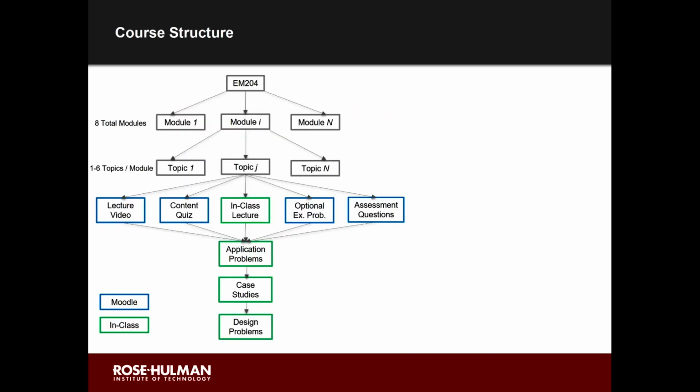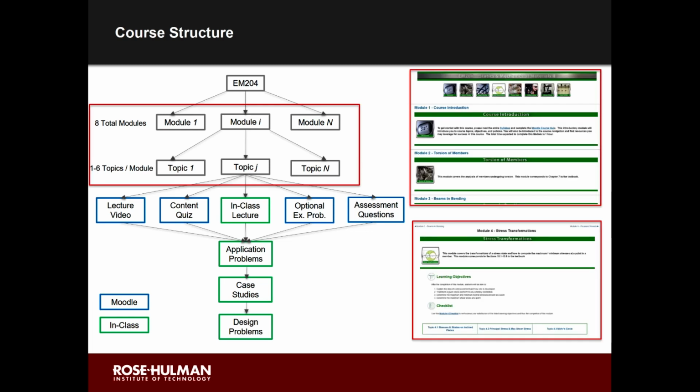So to give a brief overview of the outline of the course, it's delivered in the Moodle learning environment. All of the portions that are highlighted in blue represent portions of the course that the student would interact with online in Moodle. This would be done asynchronously from the actual in-class meeting time. And then the portions in green would primarily be done during our in-class meeting time. In a traditional, 4-credit-hour course at Rose, we'd meet 4 times a week for 50 minutes at a time. The course structure is that the course is broken apart into 8 different modules.